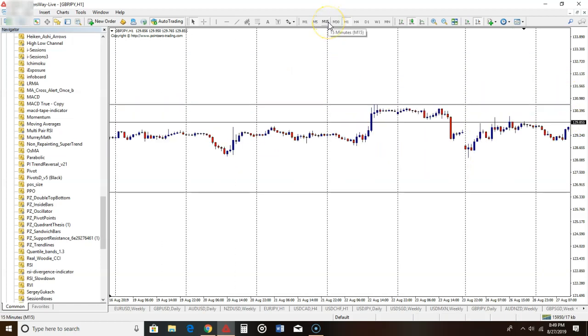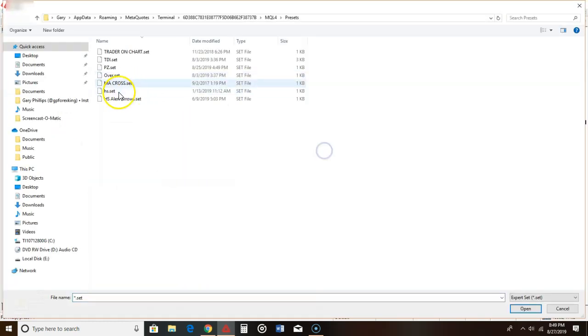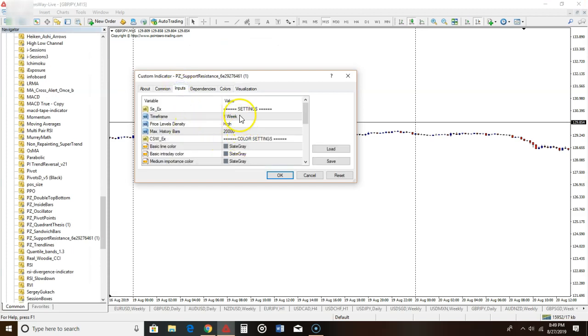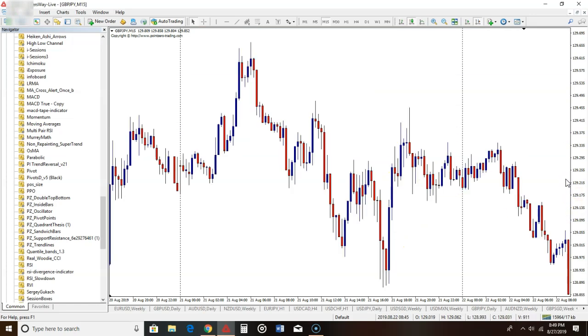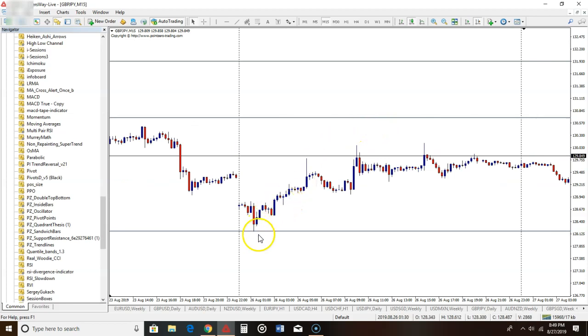Some people like to intraday trade. 15-minute chart. Load my preset values. I want to see it on the 15-minute. I'll do the 1 hour's S&P. There it is. 15-minute chart. True levels of support and resistance.